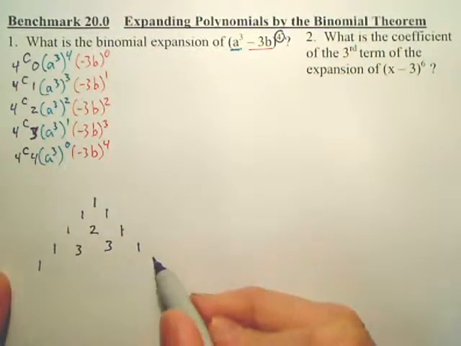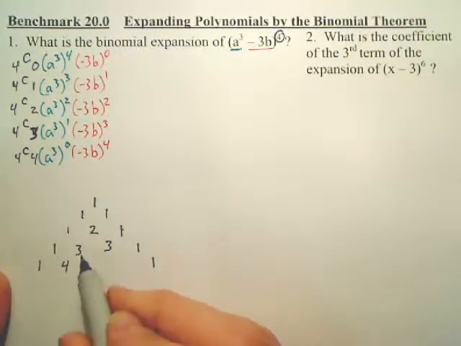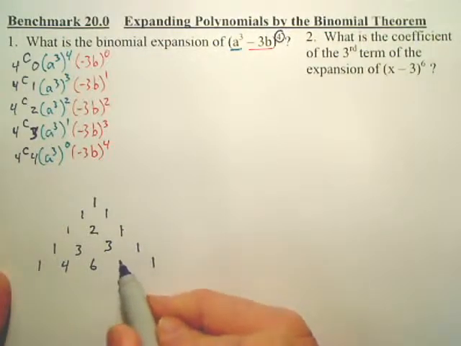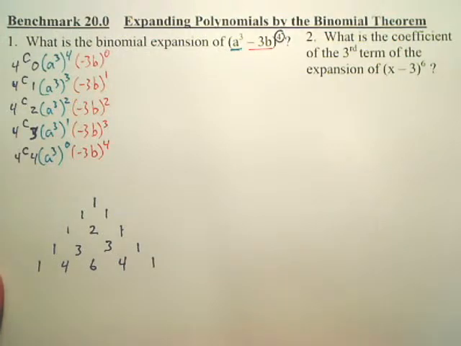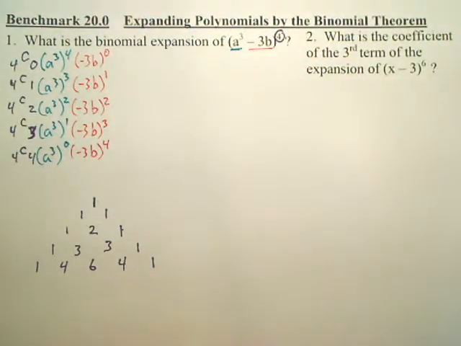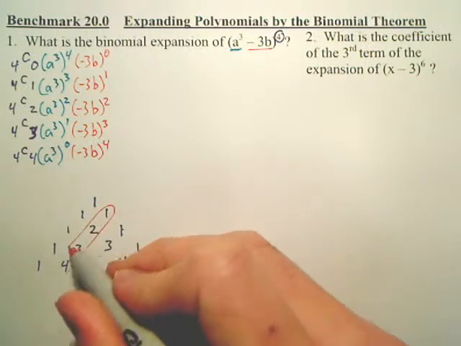Put 1s on the edges. 1 plus 3 is 4. 3 plus 3 is 6. 3 plus 1 is 4. Now, do we have our 4? Is that the exponent we're dealing with? So basically the first thing you do, once you have this, you could keep going, but that's as far as we need to go. You look at this row.